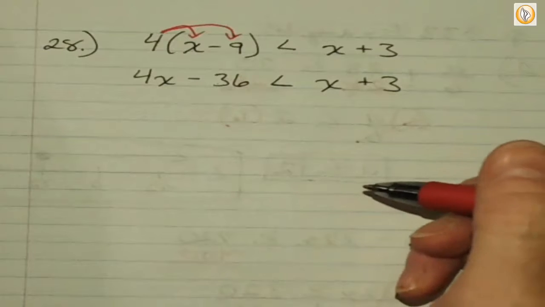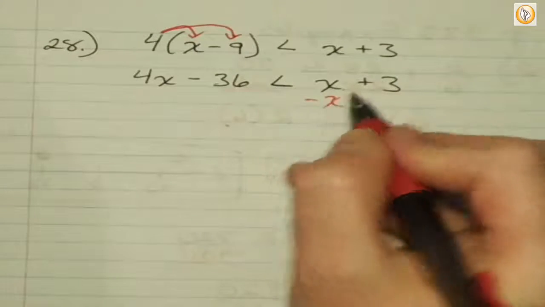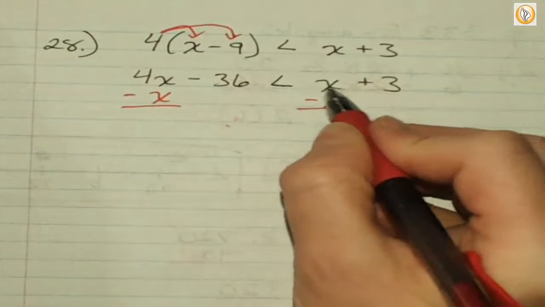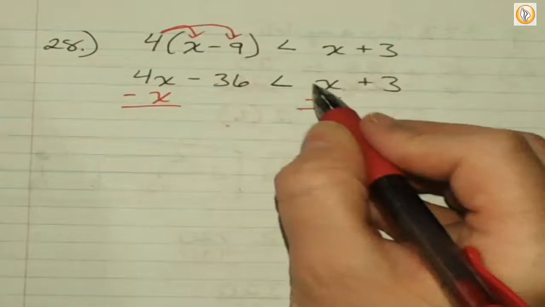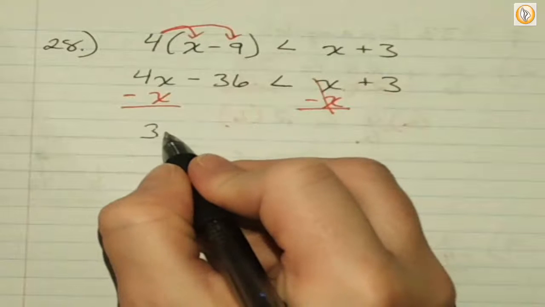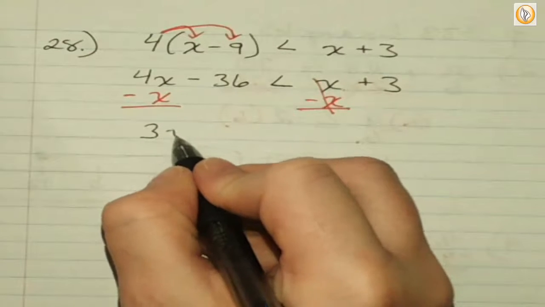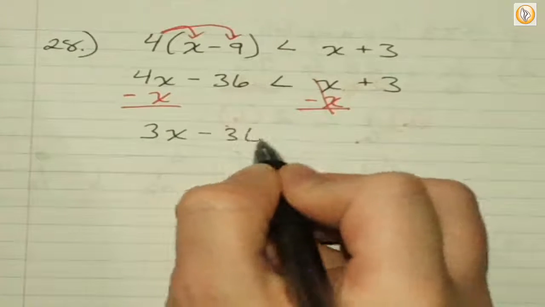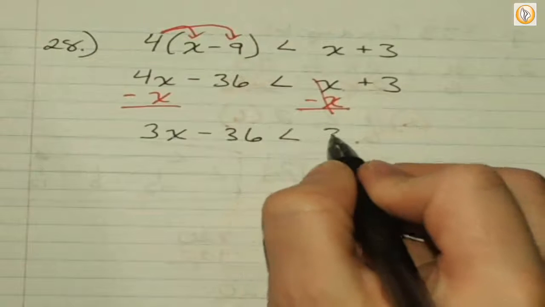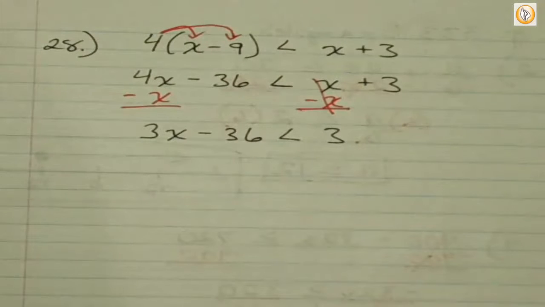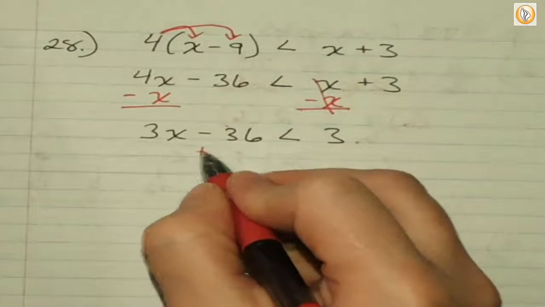You have to subtract the x on both sides. We're going to subtract x on both sides because there's no sign there, but we assume it to be positive. So we get 3x minus 36 less than 3. Now tell me what to do. Add 36 on both sides.